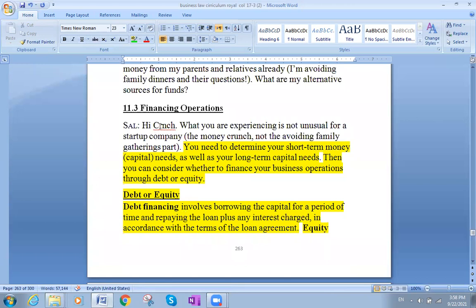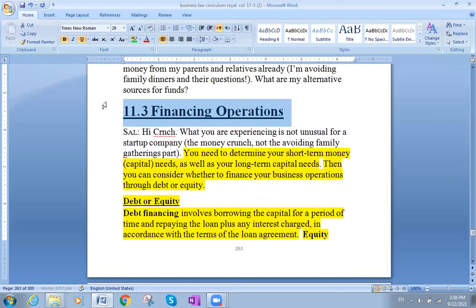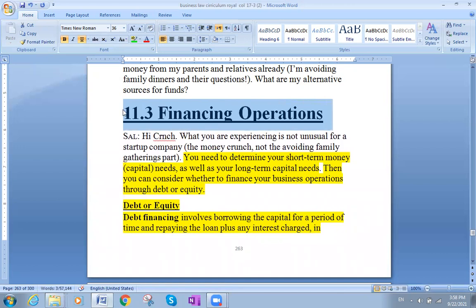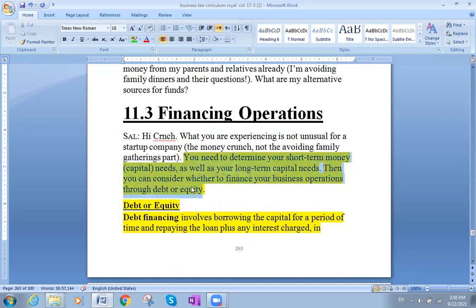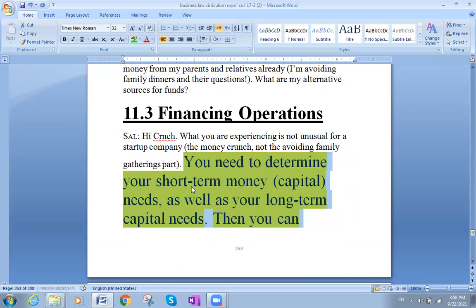How can we finance operations? How can we get the money? Financing operations means how to get the money for operating our business. You need to determine your short-term capital needs, so whether you need the money for a short term or a long term, and how much you need, as well as your long-term capital needs. So you have to decide whether what you need is for the short term or the long term.